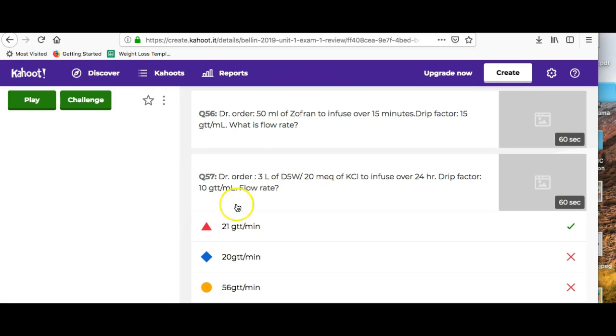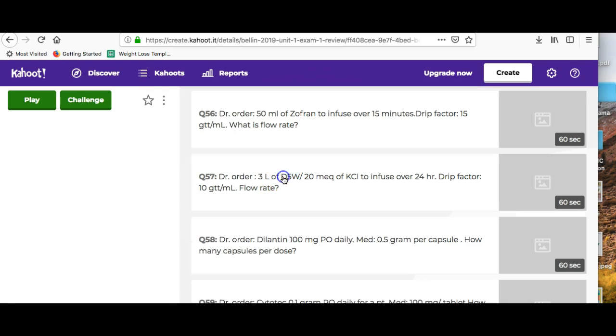But then you want the final answer in GTT per minute, all right? So after dividing this mL by the minutes, you multiply it by 10, and then that will come to the correct answer in GTT per minute. Again, once you set up the problem, you look at what the desired unit is, you'll be able to figure it out.